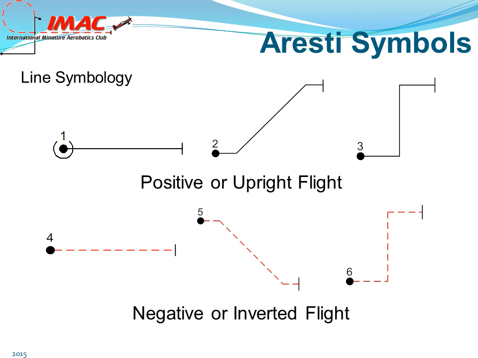When color printing is available, the dashed lines will be drawn red. With black and white printing, the negative lines will be drawn as black dashed lines. Figure 4 is a wings level horizontal inverted flight. Figure 5 begins wings level inverted, pulls to an inverted 45 down line, and ends wings level horizontal inverted flight. Figure 6 begins wings level horizontal inverted, pushes to a vertical up line, pulls to wings level horizontal inverted flight.